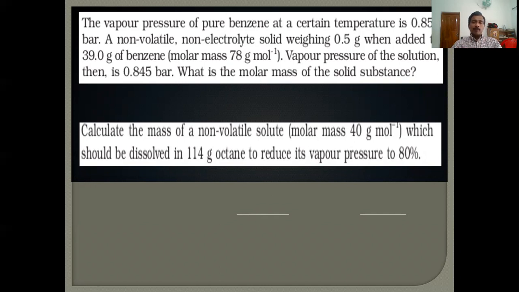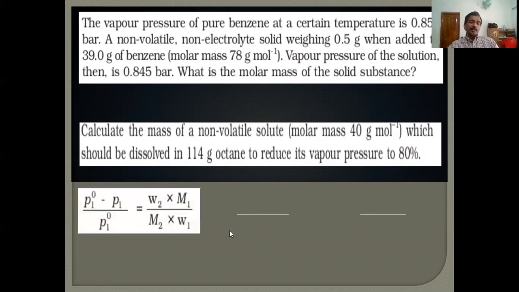W2 is given, 0.5 gram. M2 is unknown. Into M1, 78, divided by W1, 39. So we can solve it here.